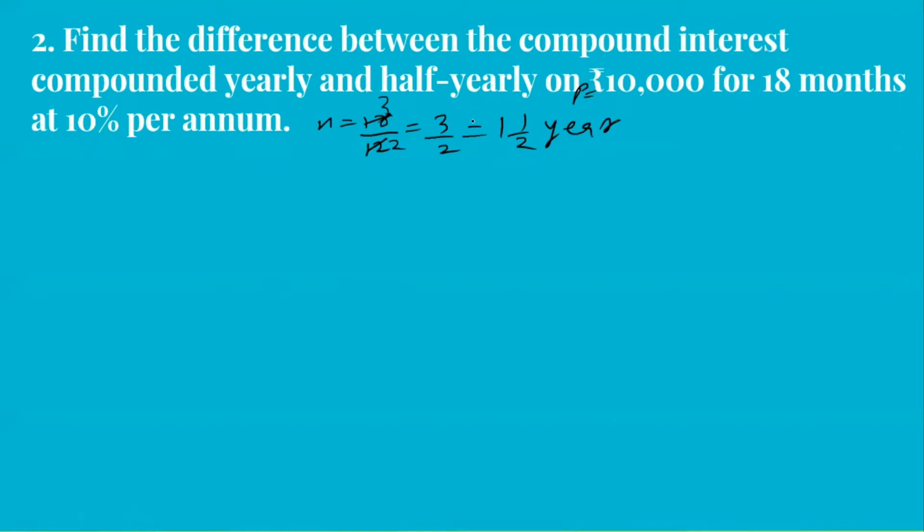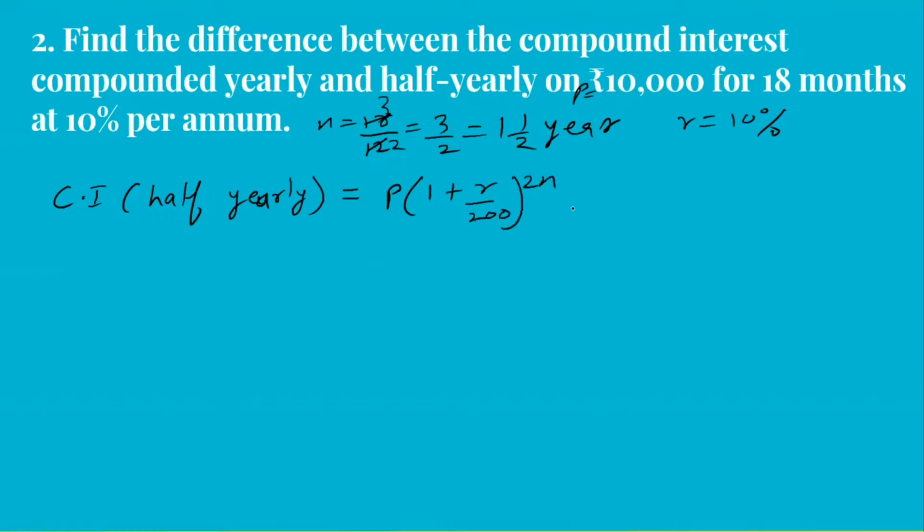Now we have to find the difference between the interest compounded half yearly and yearly, right? For 18 months, both at a rate of interest of 10% per annum. So let us first calculate compound interest half yearly. When we are calculating half yearly, remember the rate is divided by 2 and the period becomes twice. So it is P in bracket 1 plus R upon 200 raised to 2n, minus P, because compound interest is amount minus principal, right?